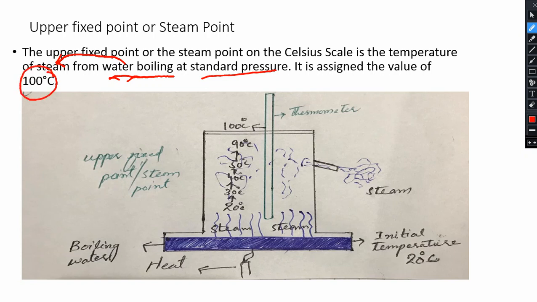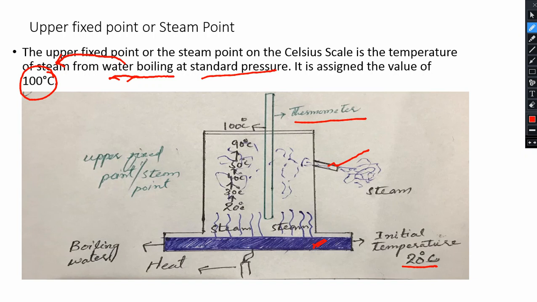Now let's find out with the help of this diagram how to find and how to know the upper fixed point, or the steam point. Here I have a closed container, okay, and in this closed container we have water, and there is just one opening where steam will come out once the temperature reaches 100 degrees Celsius. And how will I know? With the help of this thermometer. Initially when I add the water, its temperature was 20 degrees Celsius, and there was no steam coming out from that opening at this time.